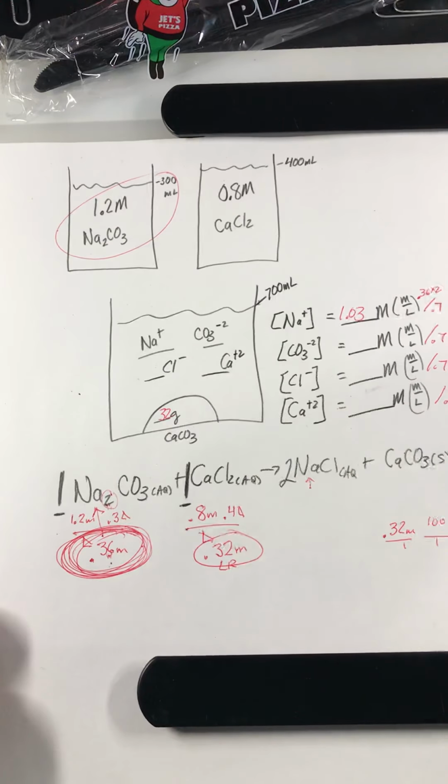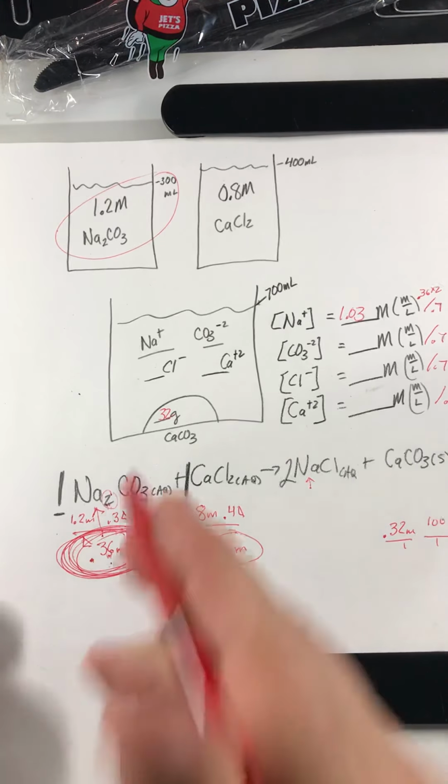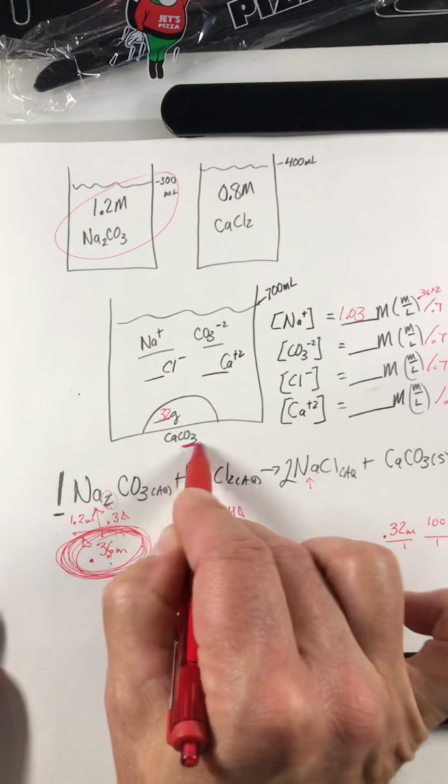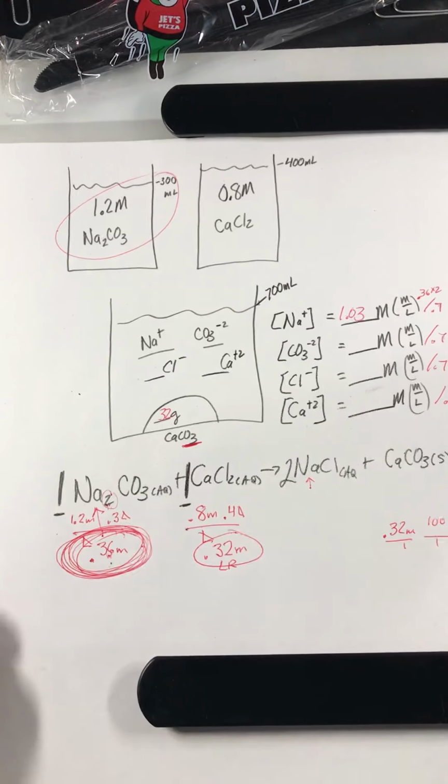Let's go to carbonate. Carbonate. Now, carbonate is tricky. Much of the carbonate is used up. And it falls to the bottom of the beaker as part of the precipitate. Are you with me? Not all of it's used up, though.